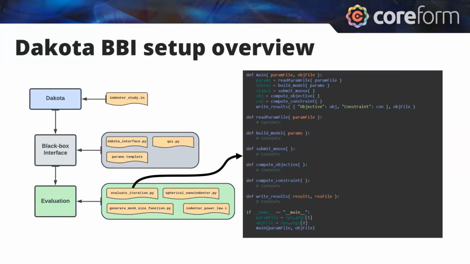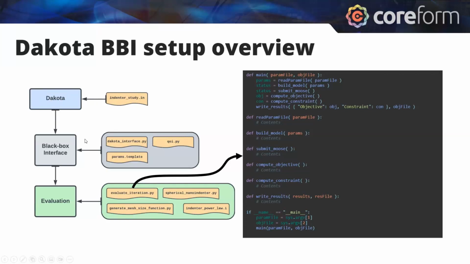So, kind of showing a bit of an overview behind how I've structured this code or this example using the black box interface: we're going to have a .in file, which is going to be our indenter study, where we're going to define DAKOTA-specific inputs. So this will be passed as an argument in the command line to DAKOTA.